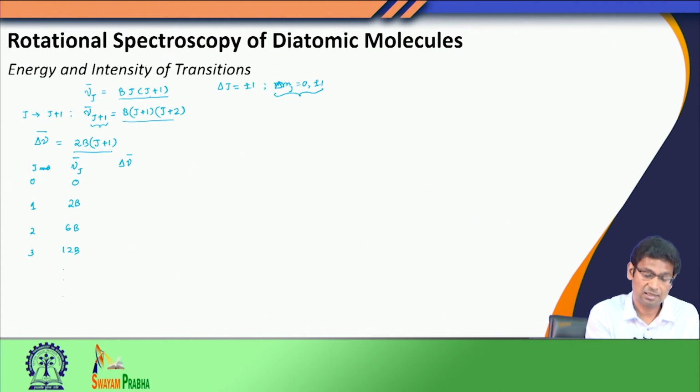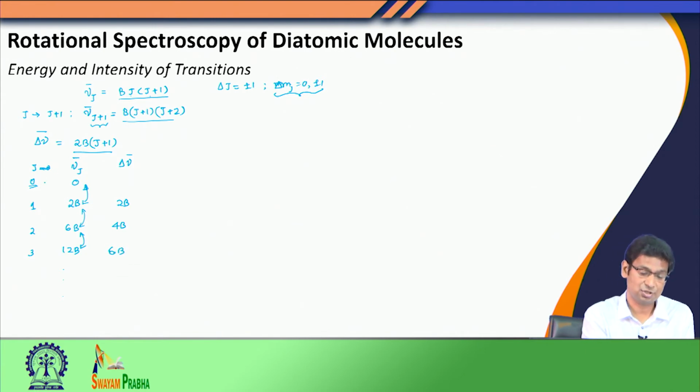In this case, delta nu is given as 2B(J+1), or the difference between two consecutive lines. So the difference between 2B and 0 is 2B. Of course, when I am starting from J equals 0, I can only go to J equals 1. Now when I am going from 1 to 2, the energy difference between 2B and 6B is 4B, and for the next line the energy difference will be 6B.